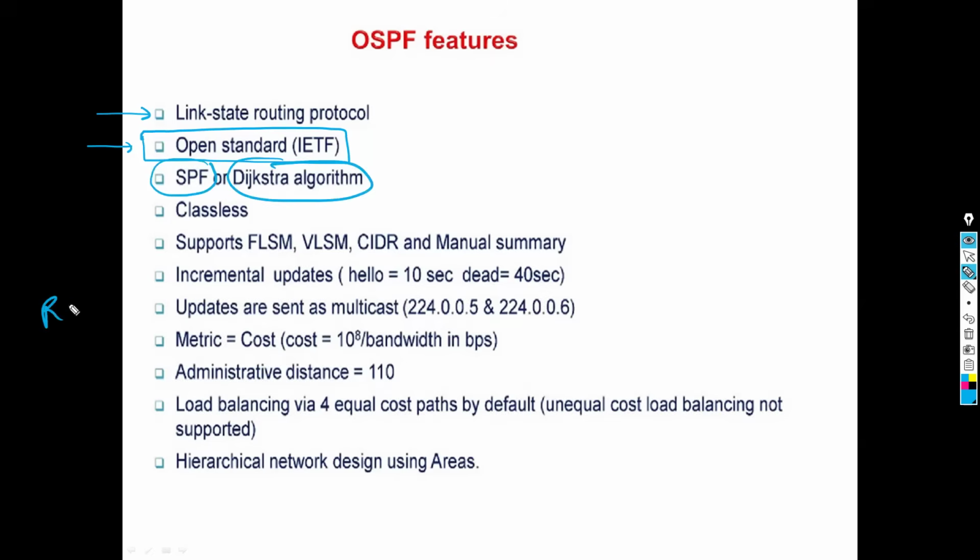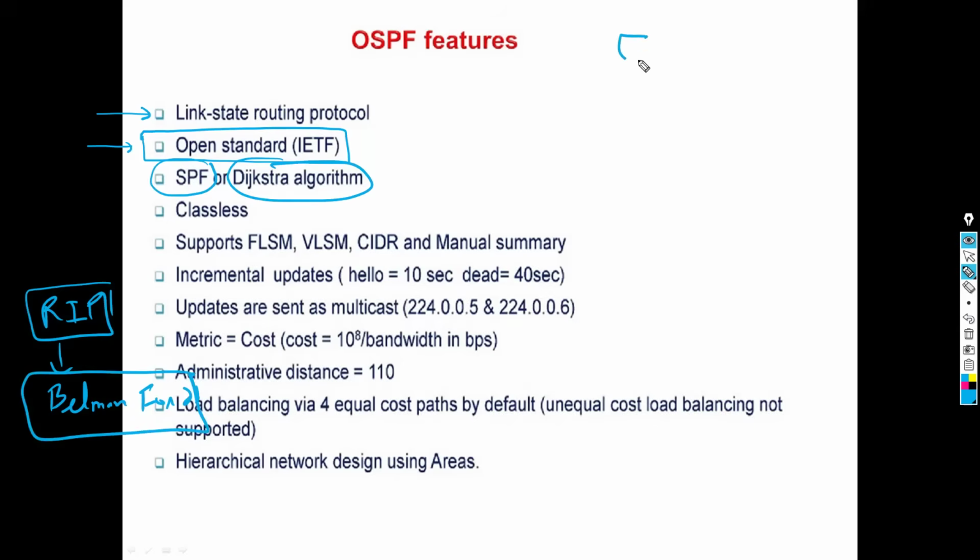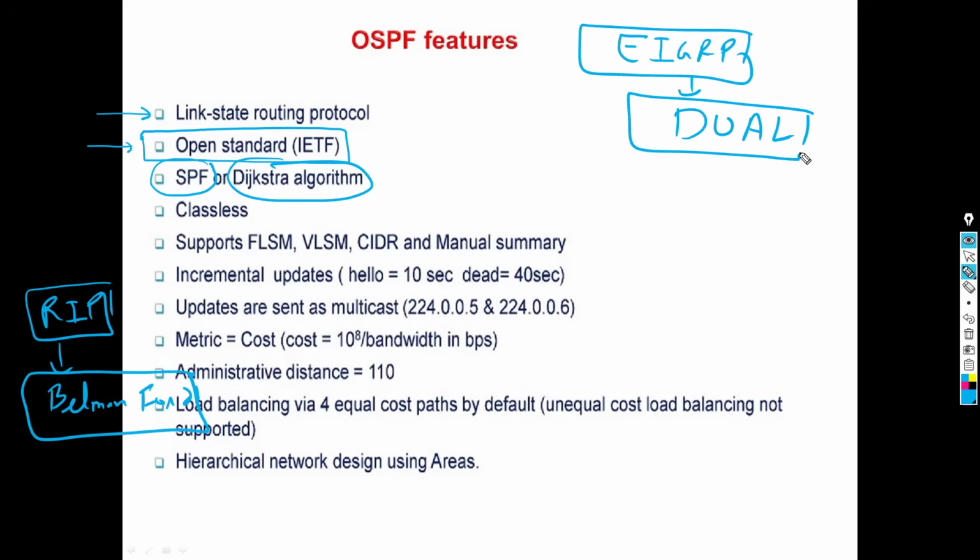If you talk about the RIP protocol, if you remember from CCNA training, RIP uses the Bellman-Ford algorithm, right? Yes. RIP uses the Bellman-Ford algorithm to find the best route. If you talk about the EIGRP protocol, EIGRP uses the DUAL algorithm to find the best route. What is the DUAL algorithm? Diffusion Update Algorithm. RIP uses Bellman-Ford, but OSPF uses the SPF algorithm, Shortest Path First, or you can say the Dijkstra algorithm.